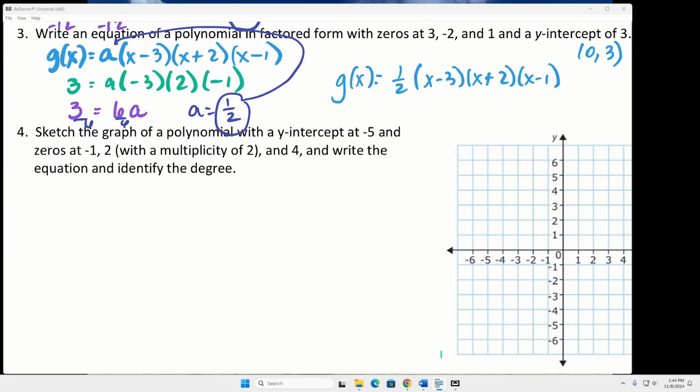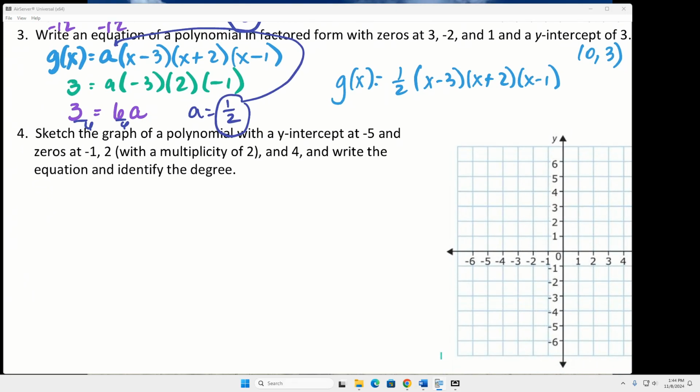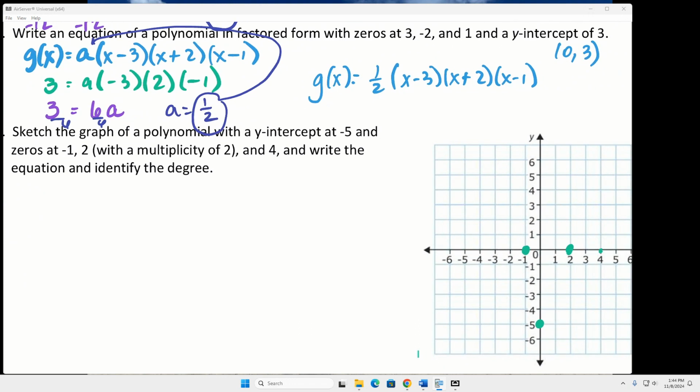And then on number 4, we're going to do all the things. So number 4 asks us to start off with the graph. And so we know this polynomial has a y-intercept of -5, so I'll go ahead and put a little dot at -5 on the y-axis, 0 at -1, at 2, and then at 4. And then the 0 at 2 is going to be a little bit more special than the other zeros because it has a multiplicity of 2, which means that it bounces there. So this is what our graph should do.